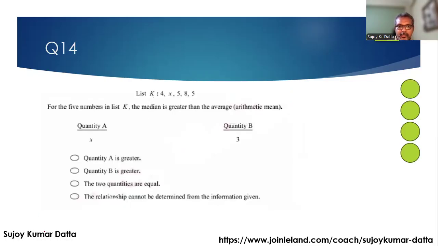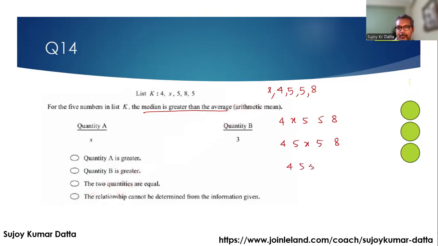All right, let's move on to our last question. You've got 5 numbers in this list, and the median is greater than the average. It's given. So what's the median here? Let's arrange them: 4, 5, 5, 8. If x is here, there are different possibilities. Then we also have another one. And finally, these are the 5 places where we can have x.